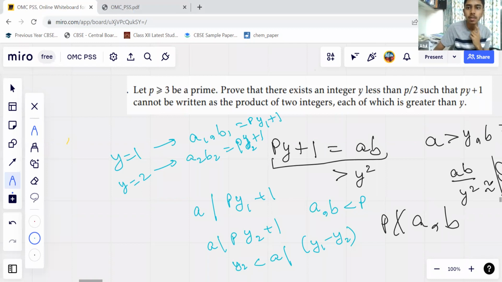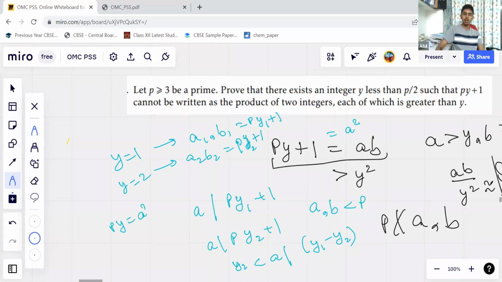Is there also some parity stuff? We don't know anything about the parity. Is it possible that this is actually a square number? In which case we don't get two distinct values of A and B.